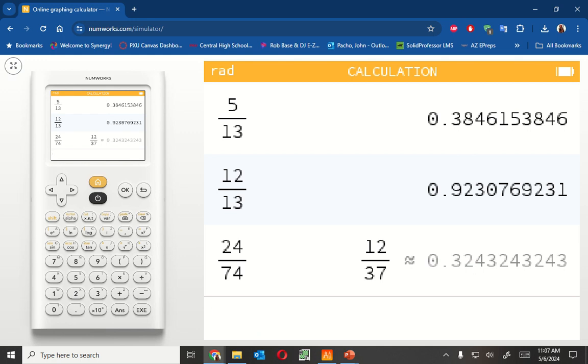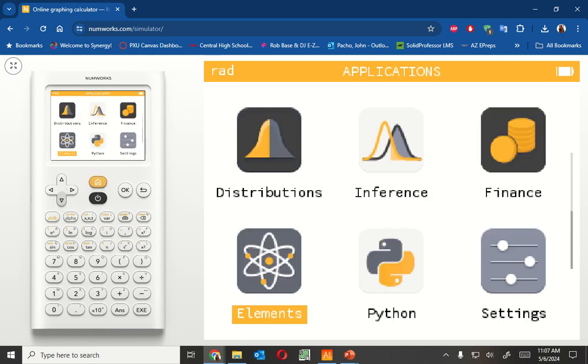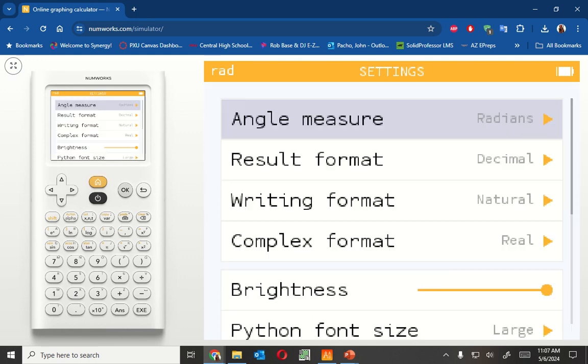Degrees. For those people that forgot: if you reset your calculator, it goes back to radian. It resets everything. We're only in degrees in here.